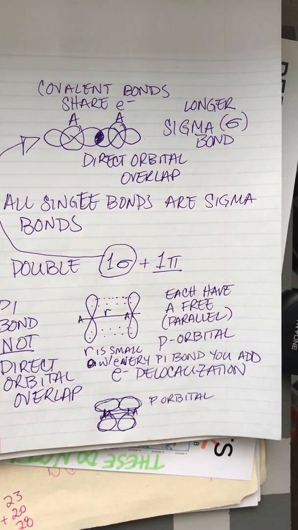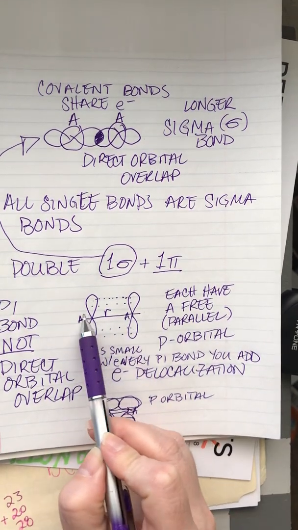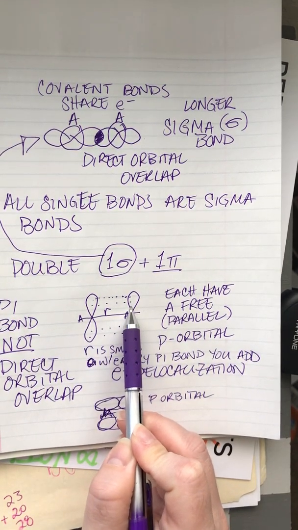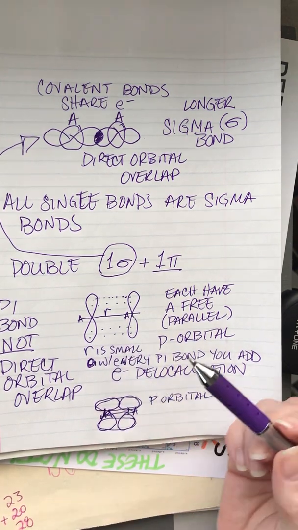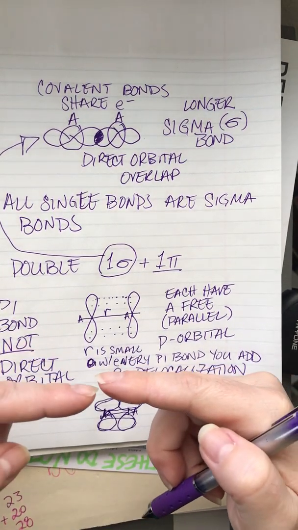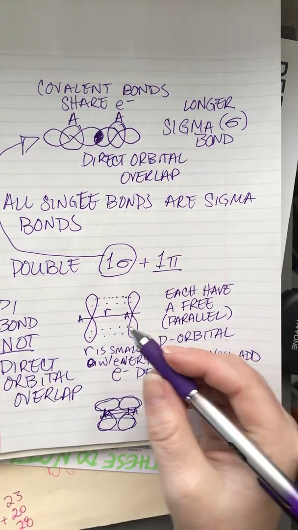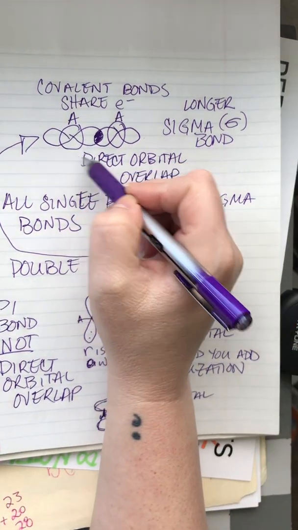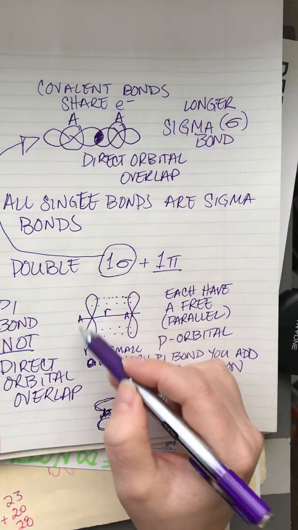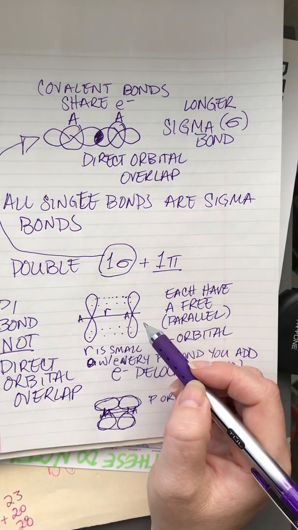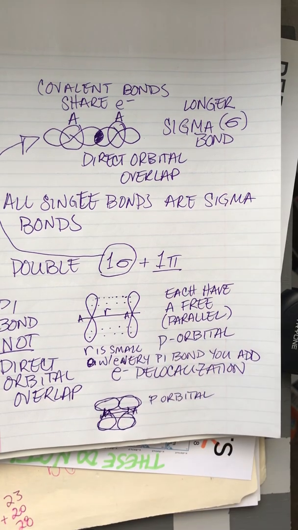Does that make sense? So basically, by having these parallel p orbitals, that makes the atoms come closer together in their bonding, which increases the sigma overlap, but also gives rise to this delocalization that happens in the p orbitals.